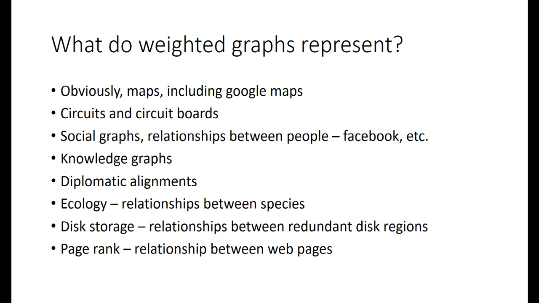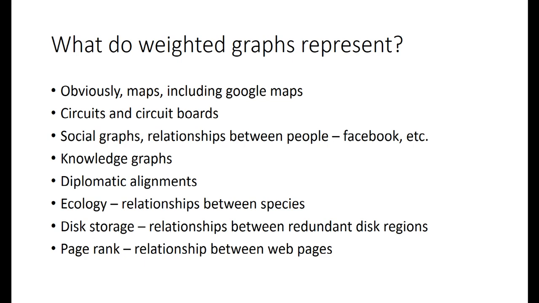So what do weighted graphs represent? What do we do with them? Well, obviously maps. If you've ever used Google Maps, something like that, you're dealing with a graph and you're dealing with a weighted graph. And you'll notice even with this simple example, the weights can represent different things. I might want the shortest route, but I might be more interested in the fastest route. And they're not necessarily the same.